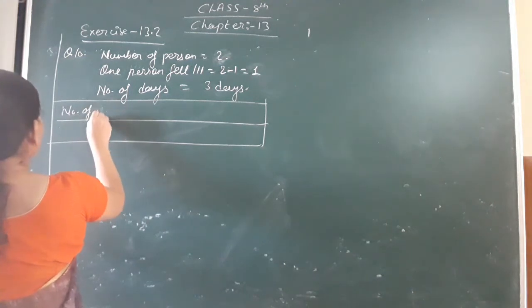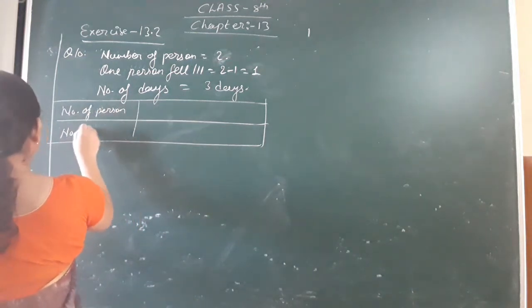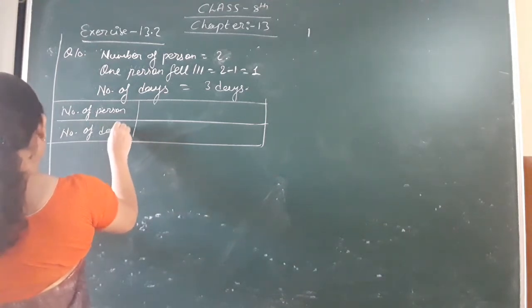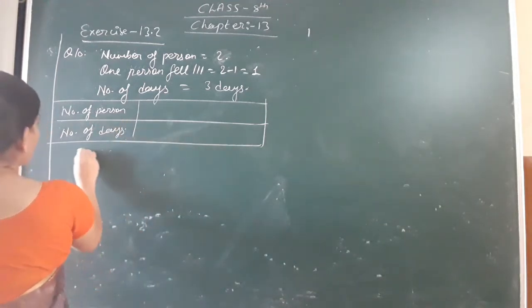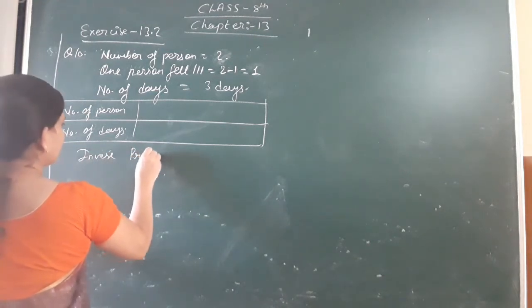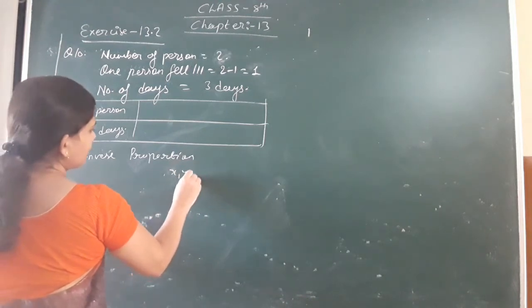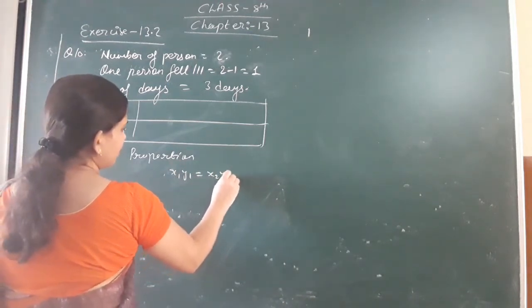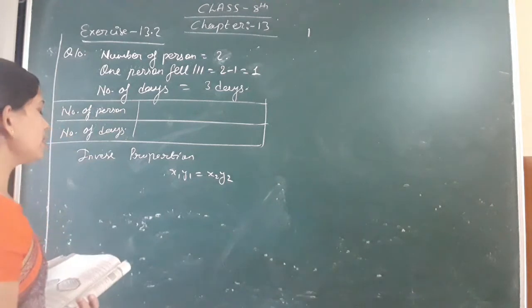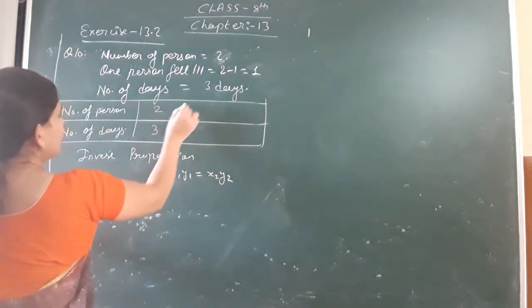Number of persons upon number of days. Okay, so what is inverse proportion we are having? x1 y1 is equal to x2 y2. This is the inverse proportion we are having, isn't it? So 2 persons required 3 days, isn't it?